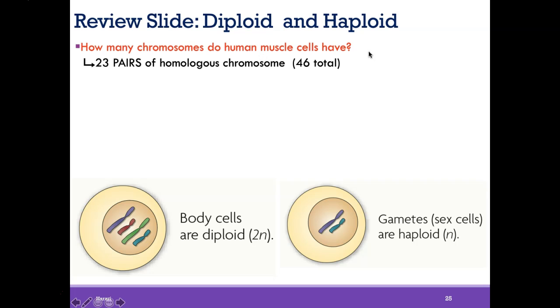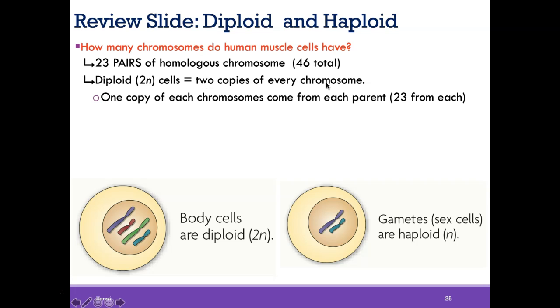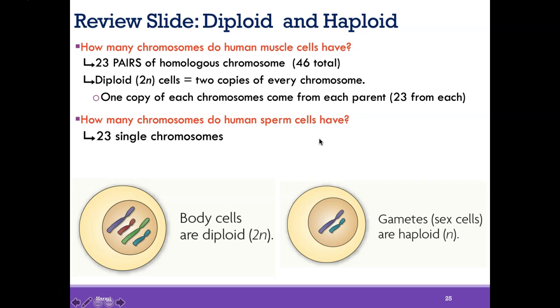Right. So let's say an average single-celled muscle cell would have 23 pairs of homologous chromosomes, right, 46 total. And diploid cells means you have 2 copies of every chromosome, so 1 copy of each chromosome comes from each parent. How many chromosomes do human sperm cells have? We have 23 single chromosomes that are haploid, right? Haploid cells only have 1 copy of each chromosome.